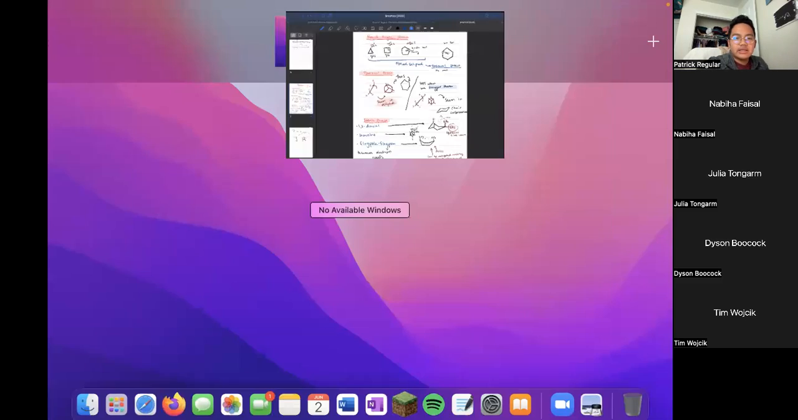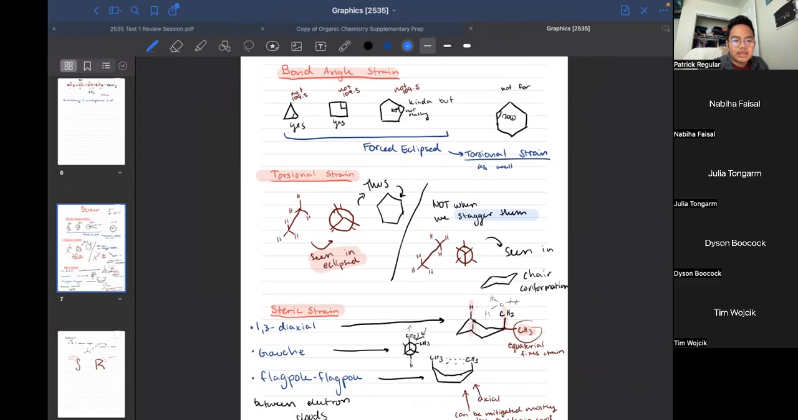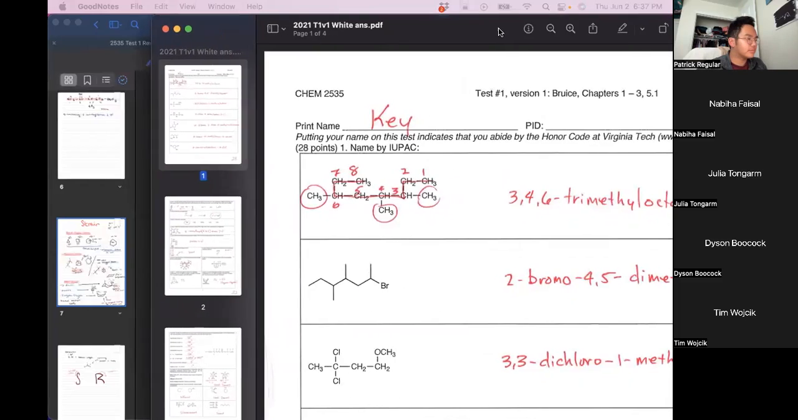But let me find that answer key. Jeez. There we go. It's version 1. Too many files. The one I sent is version 1, right? Yes. All right. Let me send it over. All right, here's the key.